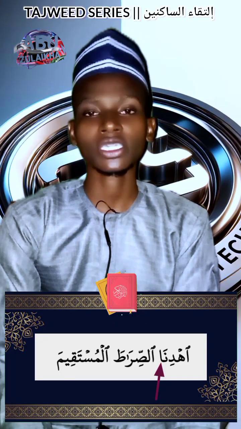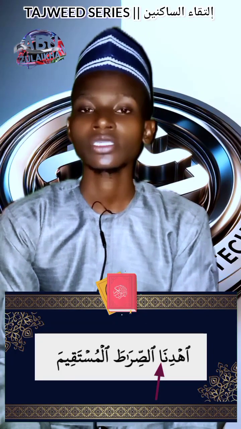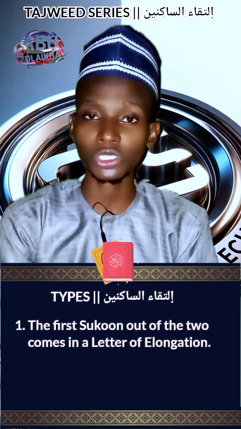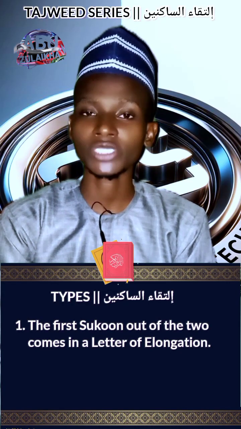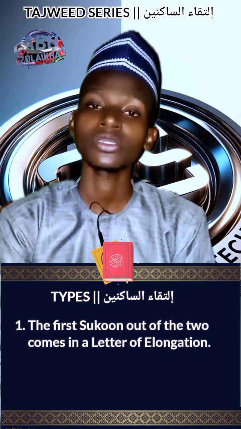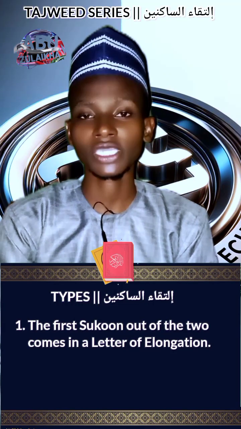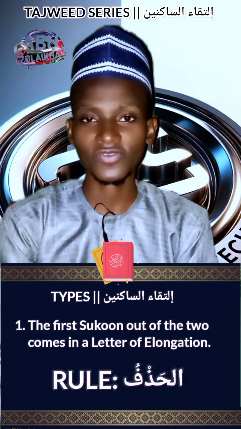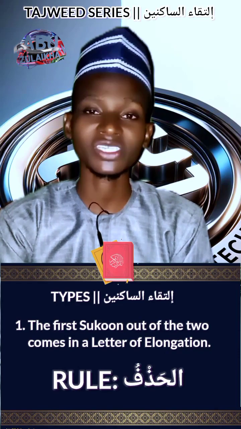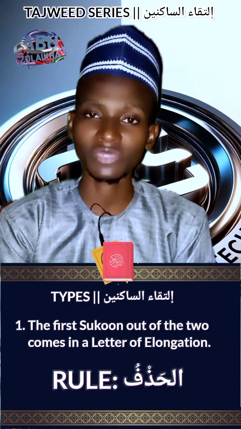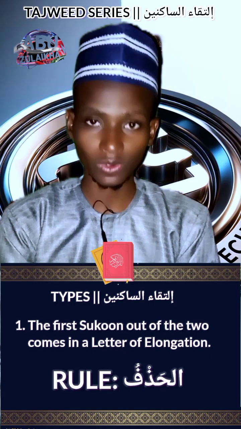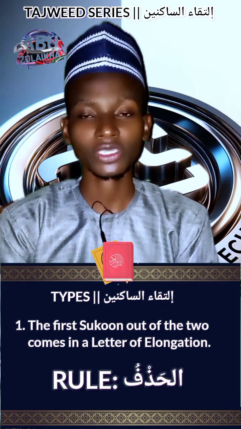But with iltiqa sakinain, let's now categorize the letters. If the first letter happens to be a letter of elongation, either alif mad, wa mad, or ya mad, there is a rule that you are going to apply for that, which is known as al-hadfu. That is, you are going to eliminate the al-mad. You are not going to elongate that sound if that occurs to a letter of elongation.